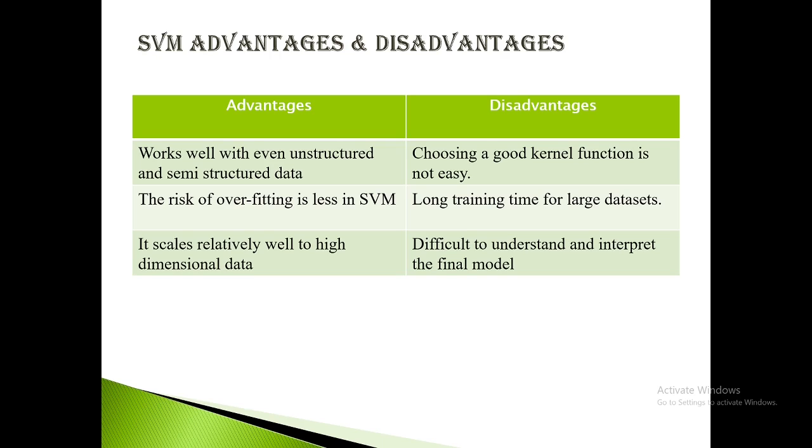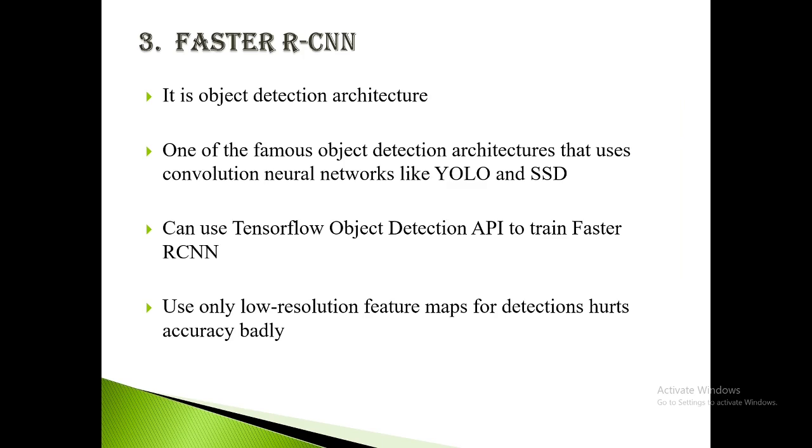The third review is about faster RCNN. It is an object detection architecture, one of the famous object detection architectures that uses convolutional neural network like YOLO and SSD. It also can use TensorFlow object detection API to transfer RCNN. Using only low resolution feature maps for detection hurts accuracy badly.